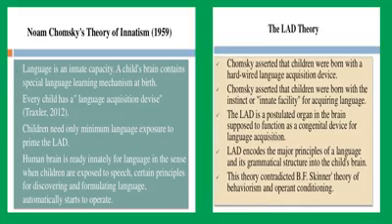The LAD theory. Chomsky asserted that children were born with a hardwired language acquisition device. Chomsky asserted that children were born with the instinct or innate facility for acquiring knowledge. The LAD is a postulated organ in the brain supposed to function as an innate device for language acquisition. The LAD encodes the major principles of a language and its grammatical structure into the child's brain. This theory contradicted B.F. Skinner's theory of behaviorism and operant conditioning.